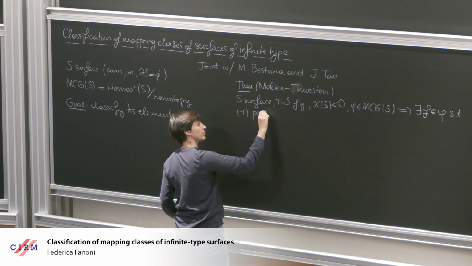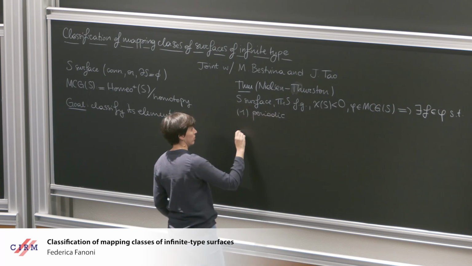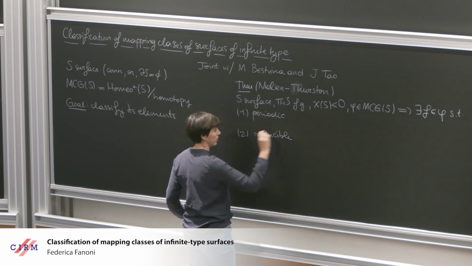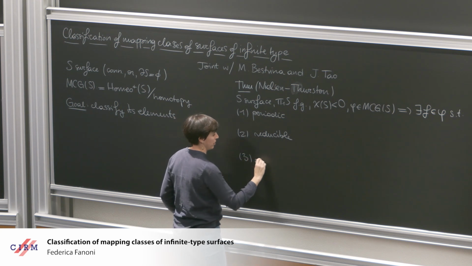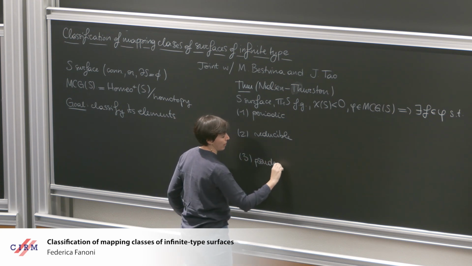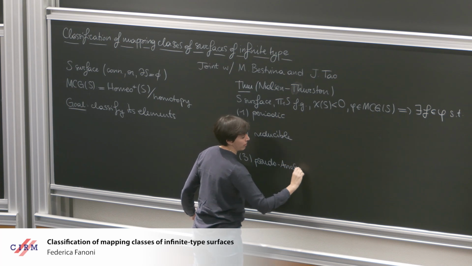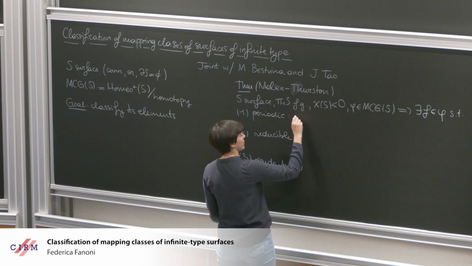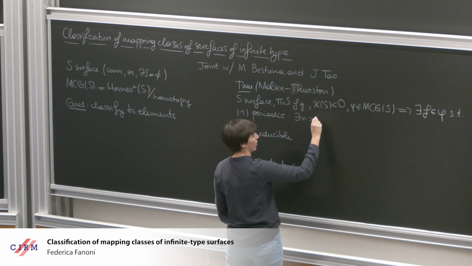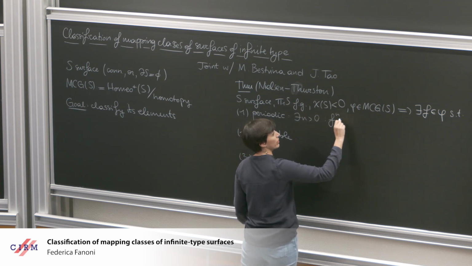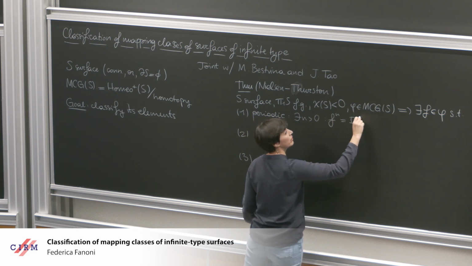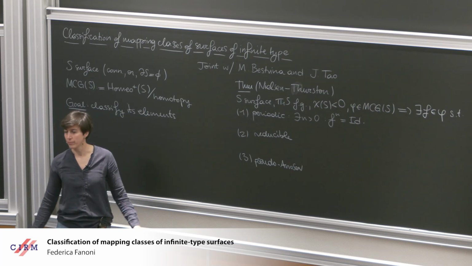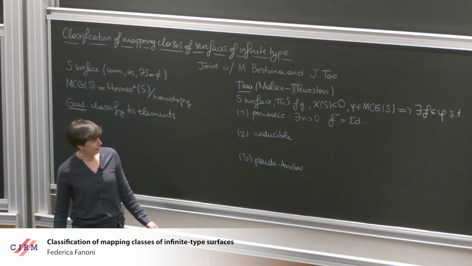Periodic, reducible, or pseudo-Anosov. So periodic is possibly the simplest. It's just that there's some power of phi which is the identity. So this implies that phi is of finite order in the mapping class group, and it's actually equivalent.